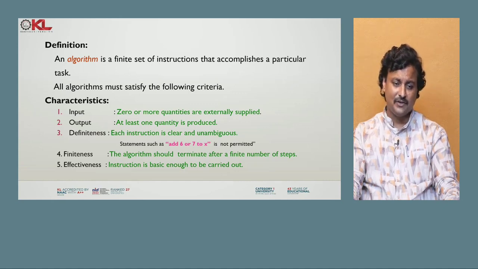Output: whenever you write a program, it must give an output. So at least one quantity is produced. Whenever you write an algorithm or whenever you write a program, it should derive an output.